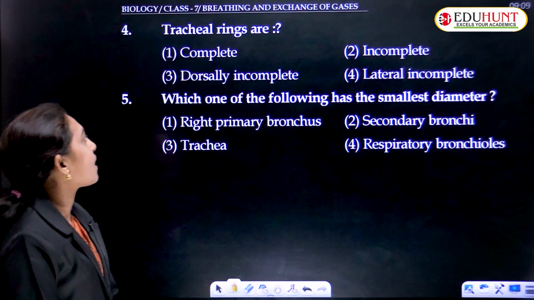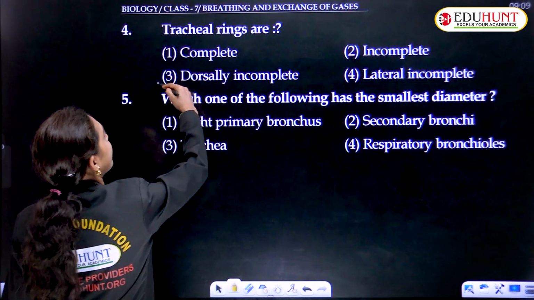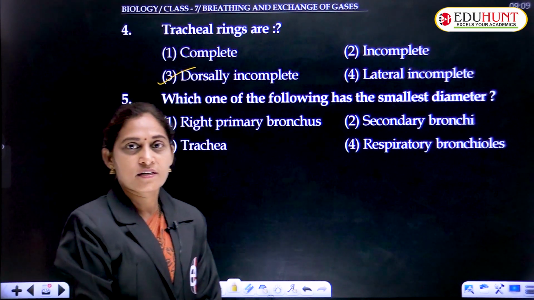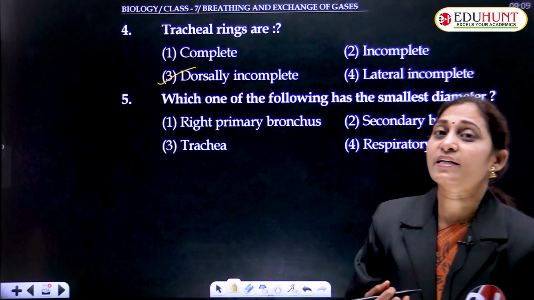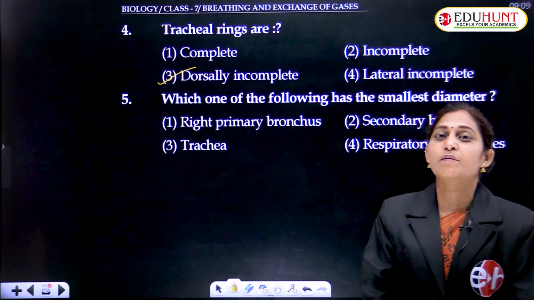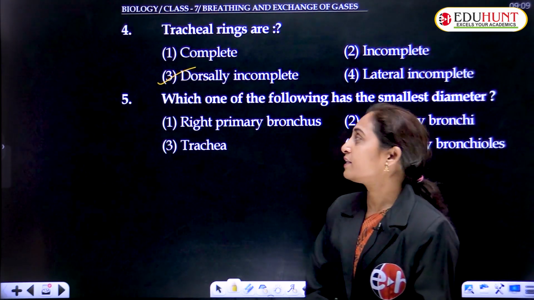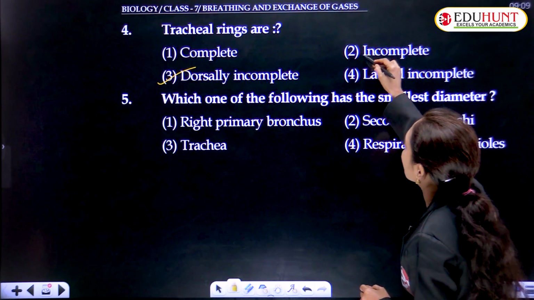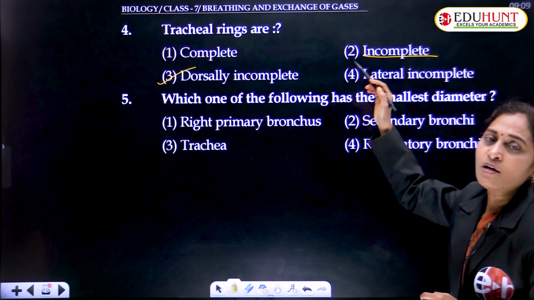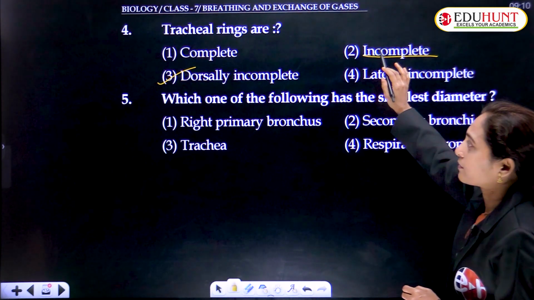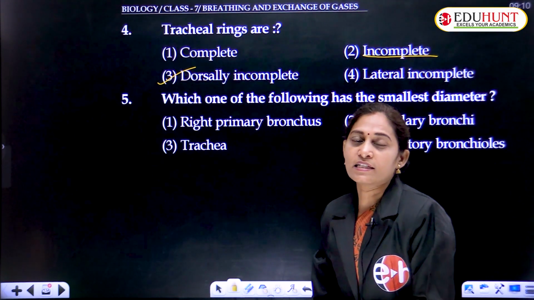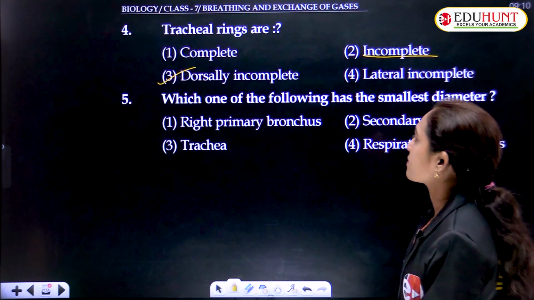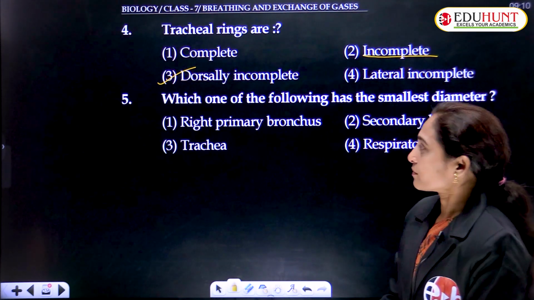Tracheal rings are dorsally incomplete. I just mentioned these are C-shaped and incomplete. And in which side are they incomplete? Yes, dorsally they are incomplete. Though they have given 'incomplete' as an option, incomplete is also a correct answer, but it is not the most correct. Dorsally incomplete is the exact answer for this question.